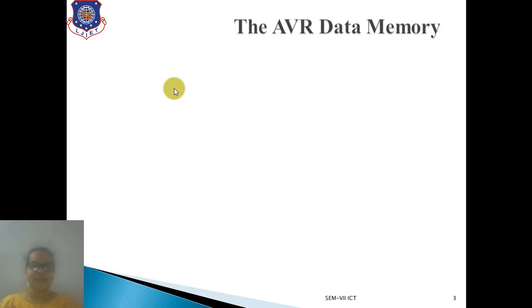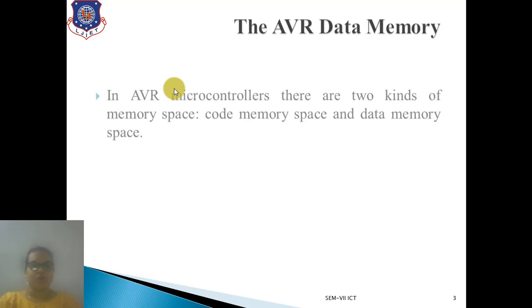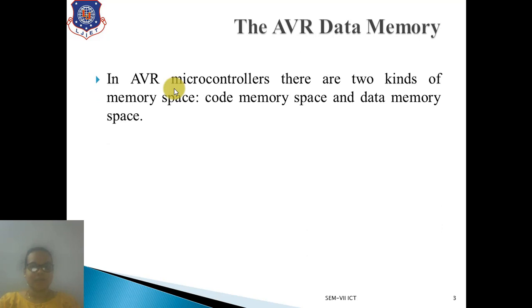So first, that is the AVR data memory. Now, while talking about the AVR data memory, in AVR microcontrollers there are two kinds of memory space. First, that is code memory space, and second, that is the data memory space. As we have discussed in the architecture of AVR microcontroller, the AVR microcontroller follows the Harvard architecture. So the code memory space will be separate, and the data memory space will also be separate, and both will have a separate address bus as well as data bus.